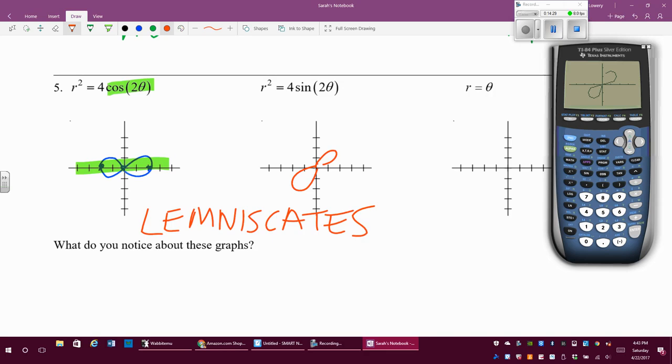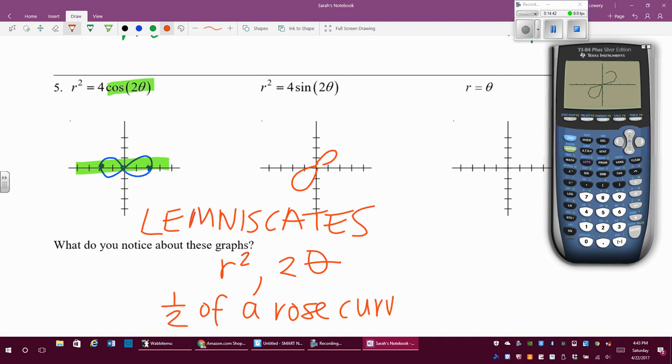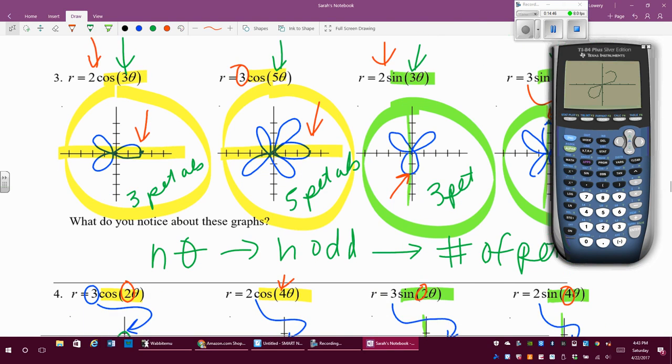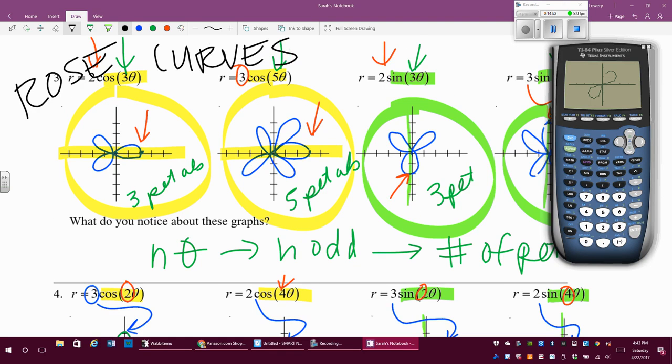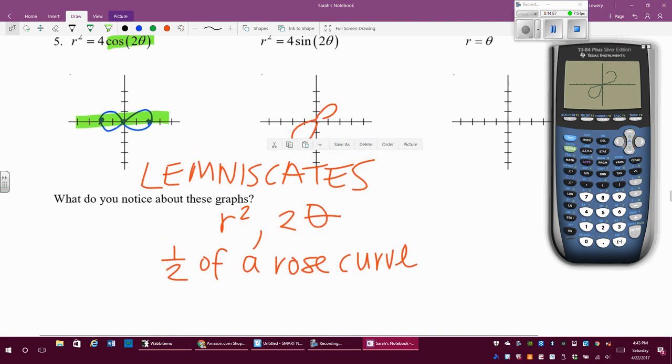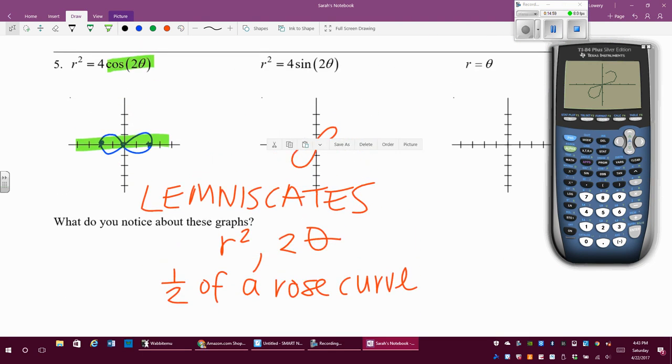Okay, lemniscates always have r squared, and they always have 2 theta. What these are is actually like half of a rose curve. By the way, don't forget to go up here and label these all as rose curves. Okay, so those are all rose curves. So lemniscates are like half of a rose curve.